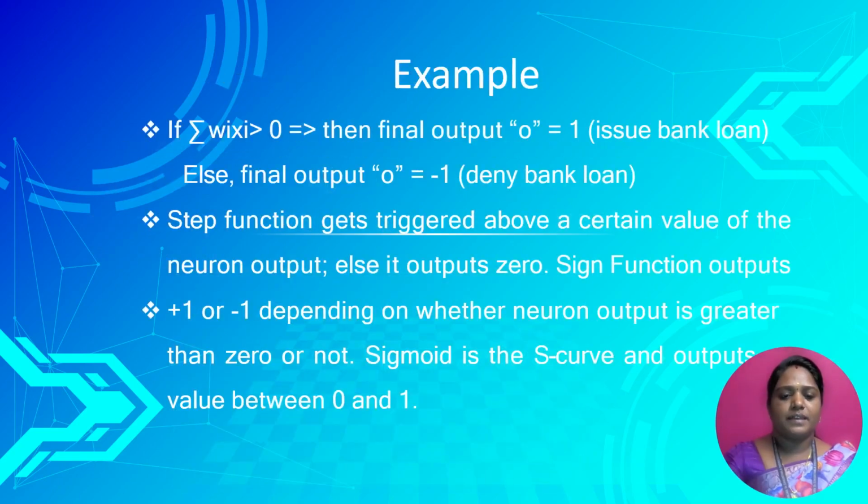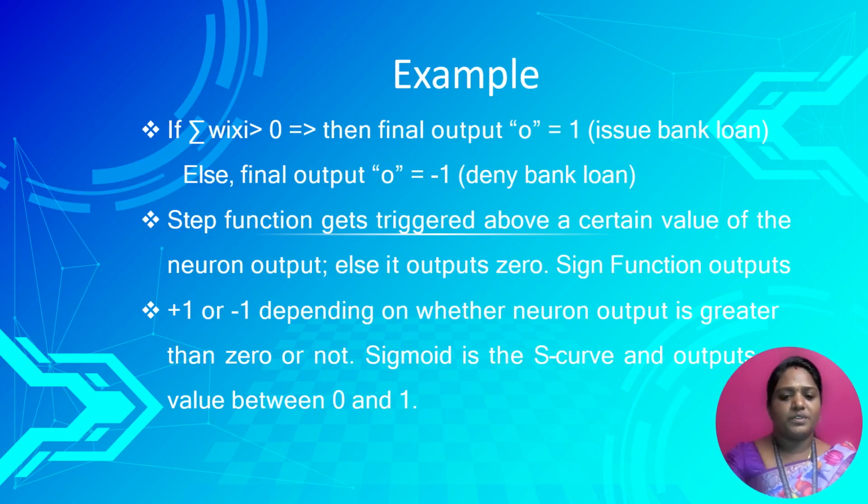Let's see the example of perceptrons. If the summation of Wixi is greater than 0, it produces the final output as 1. For example, the customer wants to apply for a bank loan. Is he eligible or not? The bank will issue the loan, or the final output 0 or minus 1 represents the bank loan is rejected. So here we apply these step functions, which trigger above a certain value of the neuron output.